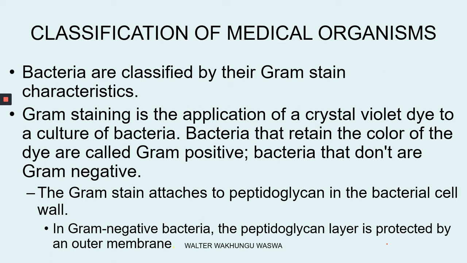the crystal violet dye and the outcome. So the bacteria that retain the color of the dye are called gram positive, and bacteria that don't are gram negative. So we now know why they're able to look like that.